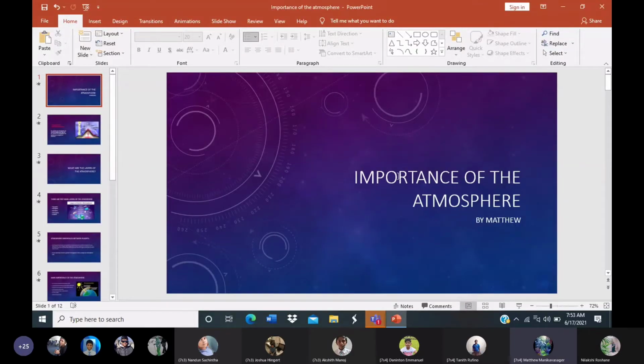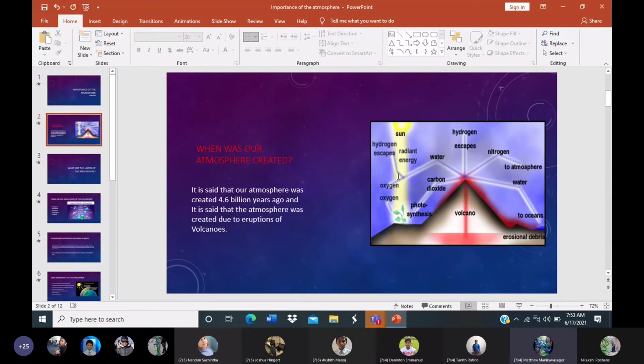Today I'm going to talk about the importance of the atmosphere. The atmosphere is a bubble of gas which surrounds the earth, and it protects us from the harmful rays of the sun. And this is where weather happens. Now let us see, when was the atmosphere created. It is said that the atmosphere was created 4.6 billion years ago, because of volcanic eruptions.